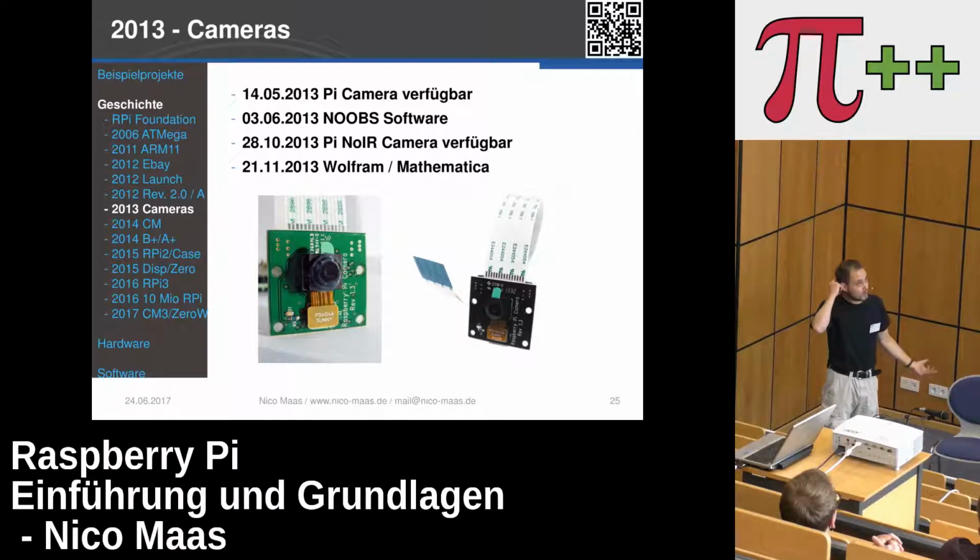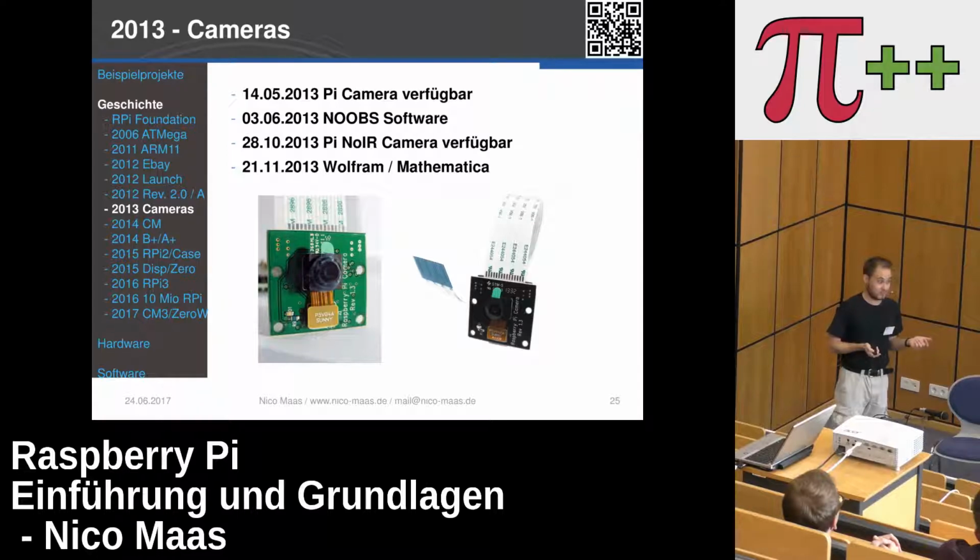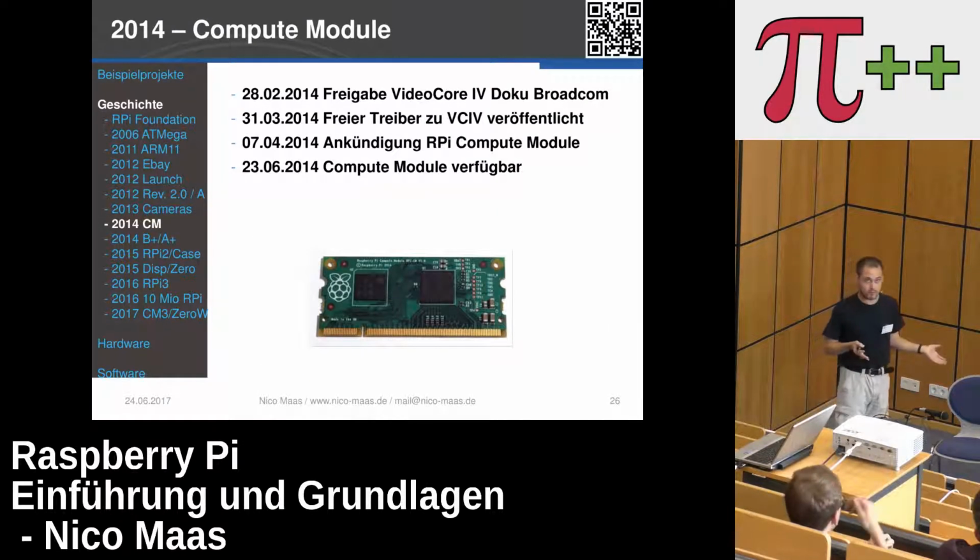So 2012 was really nice for the Raspberry Pi Foundation, but 2013 was better because they could sell their Raspberry Pi cameras for the first time. And these were interesting because they could interface directly with the graphics unit. With that, they could record HD videos and photographs, even though the Raspberry Pi only had 700 megahertz at that moment. So that was a nice thing. As well, Wolfram came along with their Mathematica software and gave it away for free. So at that moment, you could actually use Mathematica, which is kind of expensive, and it's pre-installed on every Raspberry Pi until this moment.